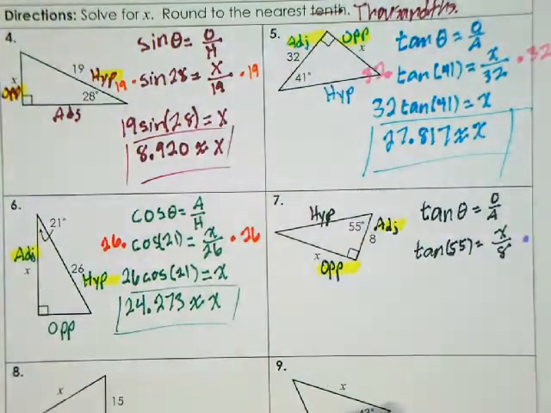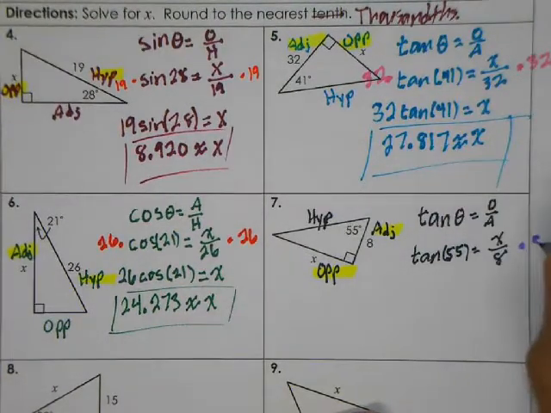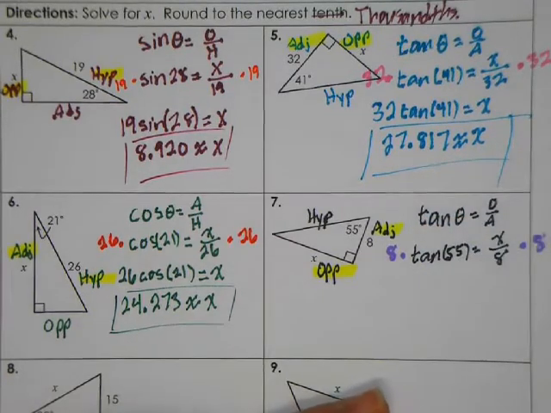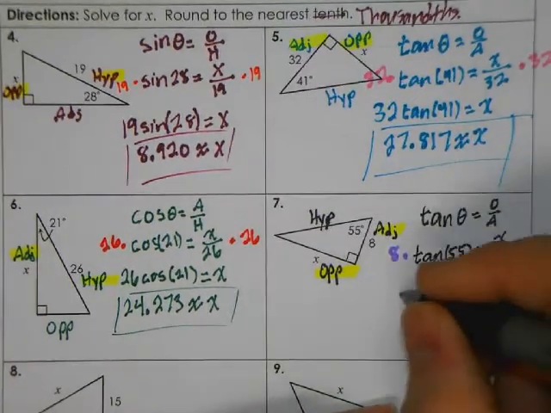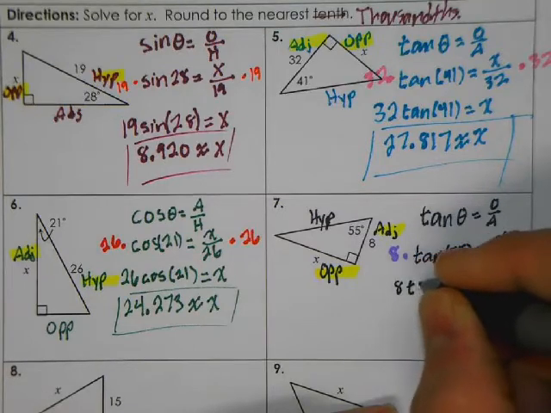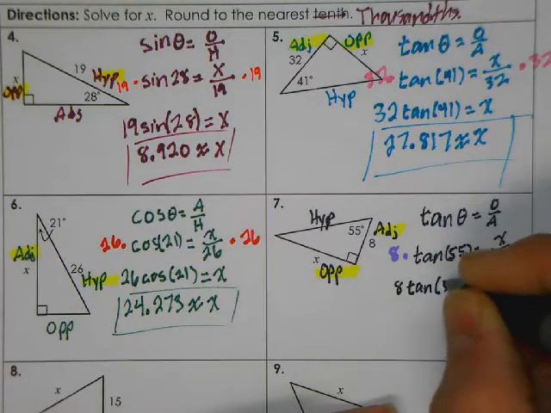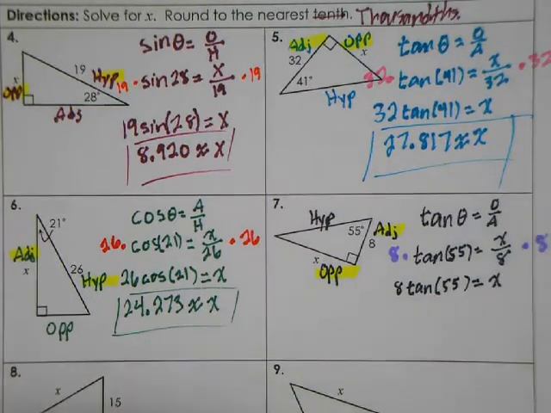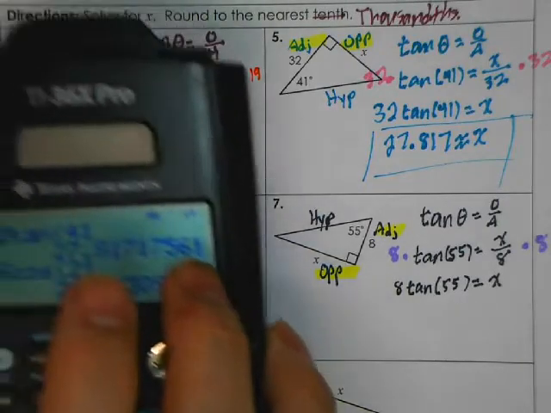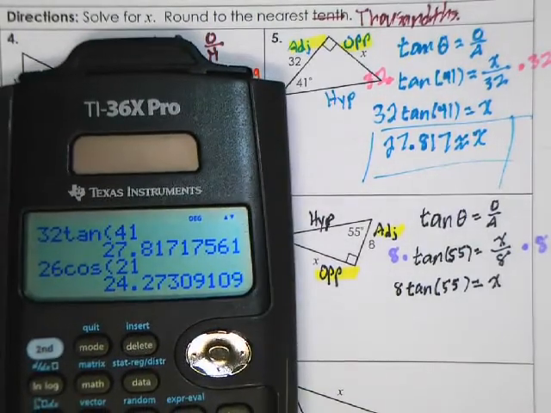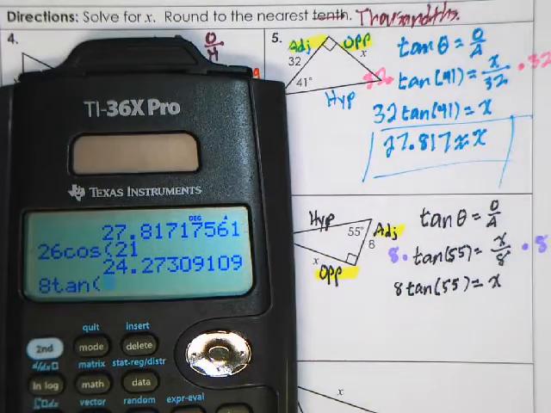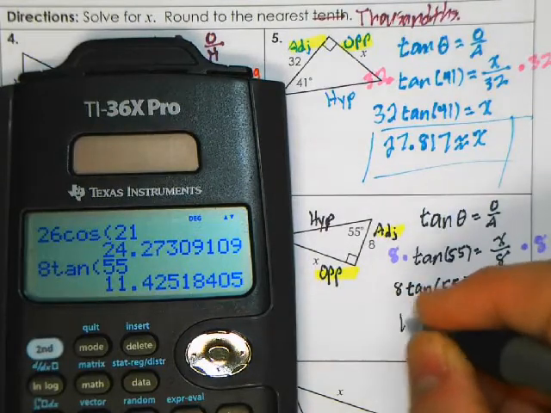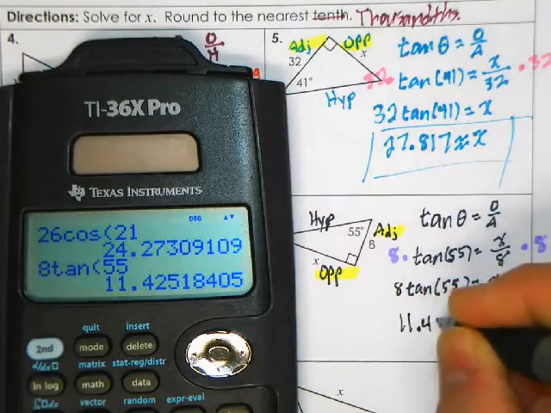Multiply both sides by 8. And I will get 8 times the tangent of 55 to be equal to x. And again, at that point, it's just a calculator, plug and chug thing. So I say 8 tangent of 55, and I hit enter. And I would say that x in this case is approximately equal to 11.425.